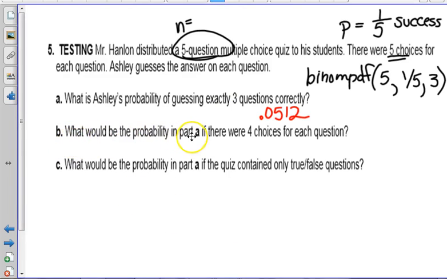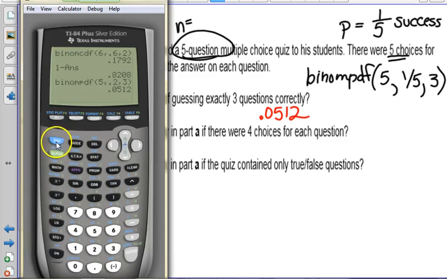What would be the probability in part A if there were only 4 choices? So what are we going to change? This is different. We're going to change the probability of success to what? 1/4. But otherwise, the rest of the question stays the same. It's a bit easier just to retype this, I think, but there we go, 1/4. I got 0.088. Does that seem about right? About 8.8%. Anybody else get that?